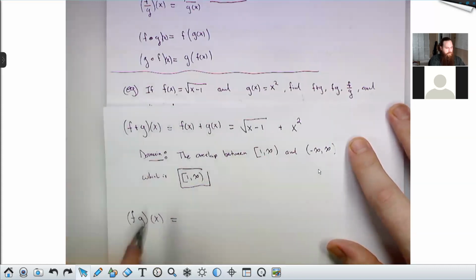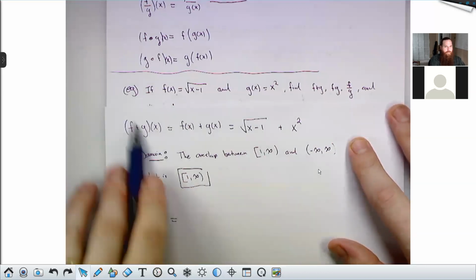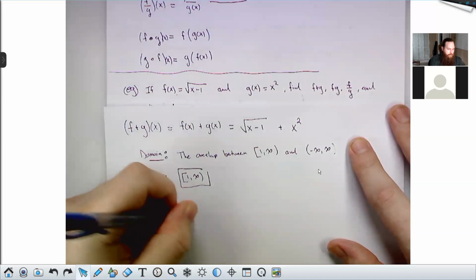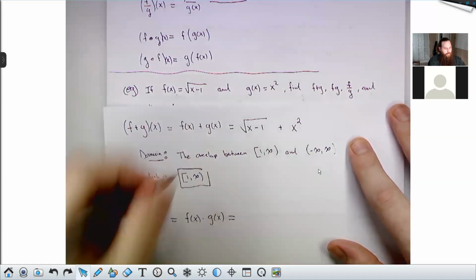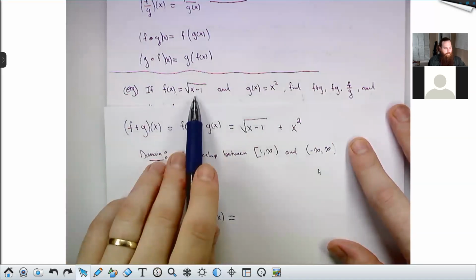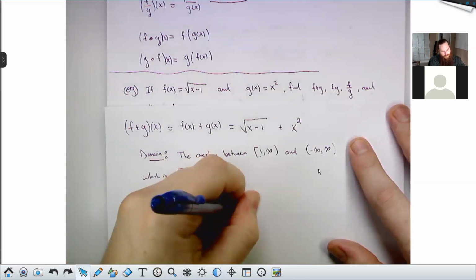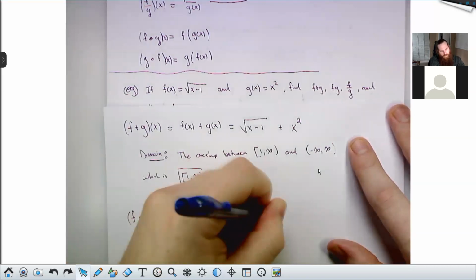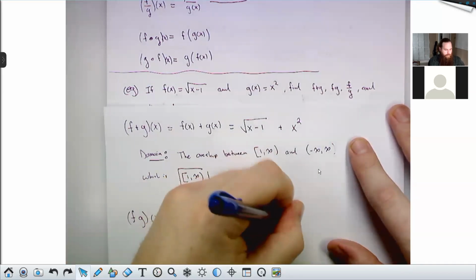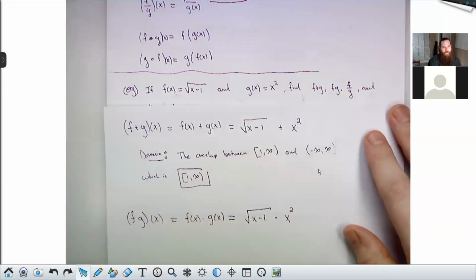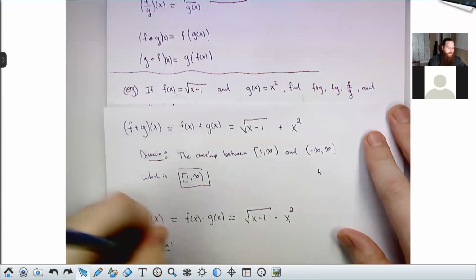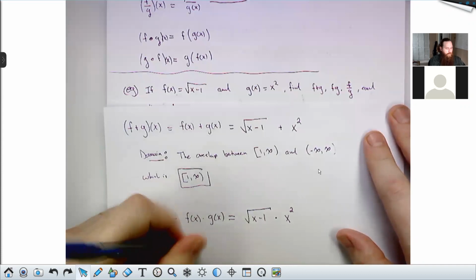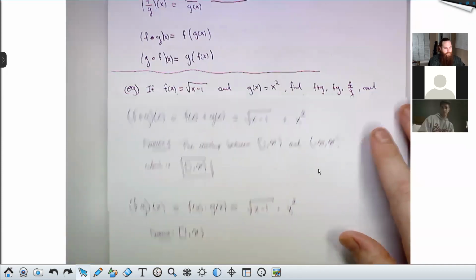And again, my suggestion is to always write down this kind of silly looking first step. F times g of x is always f of x times g of x. Here, f of x is the square root of x minus 1, and g of x is x squared. So this is the function f times g. And its domain is also going to be 1 to infinity. Again, you can think about it as the overlap of the domains, or you could just play the red flag game with this piece on its own.